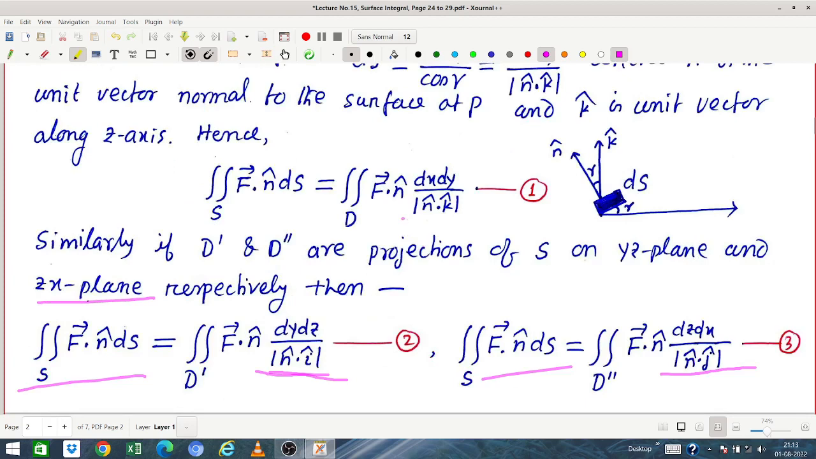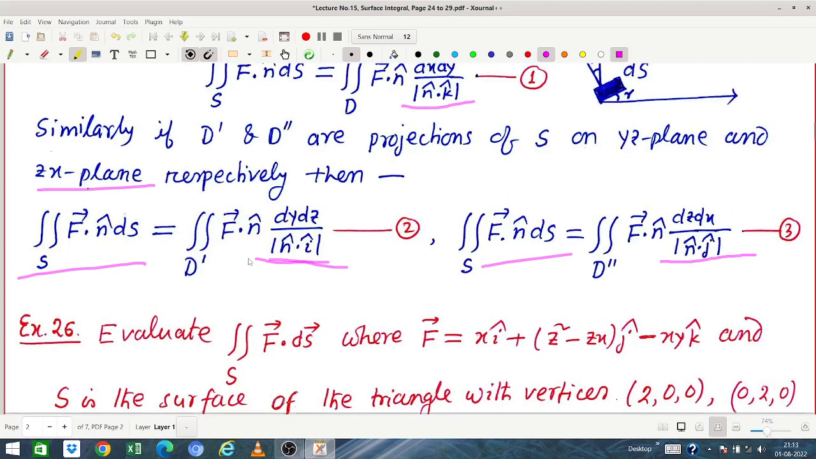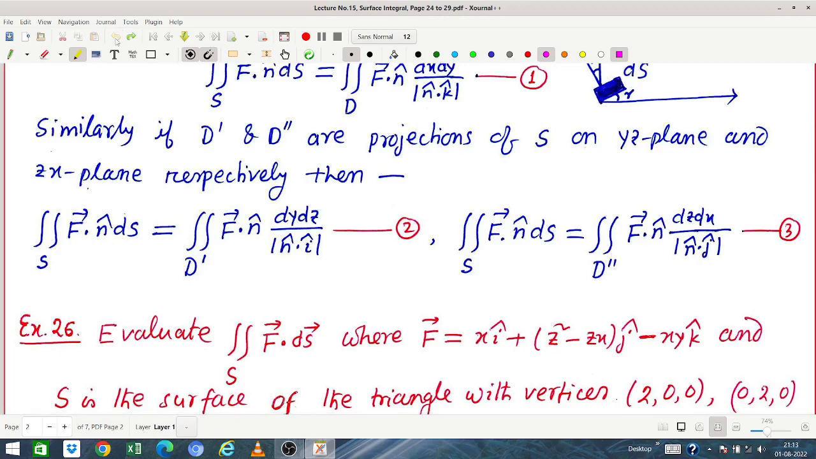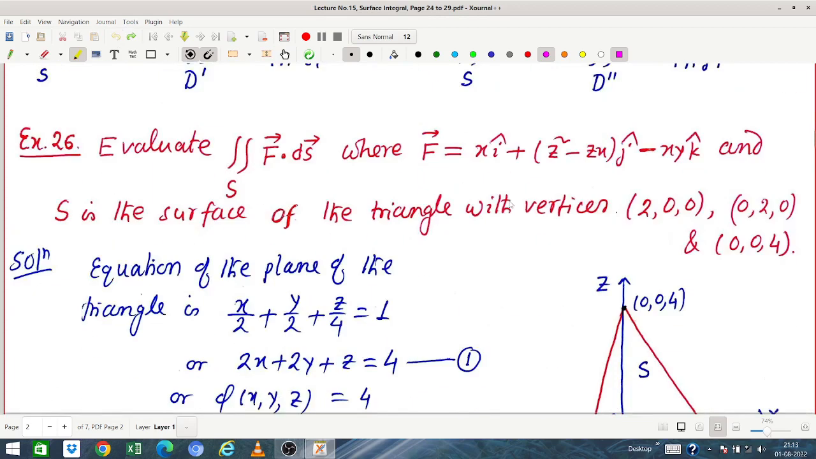For the xy plane, k cap is perpendicular to the xy plane. For the yz plane, i cap is perpendicular to the yz plane. For the zx plane, the y-axis is perpendicular to the zx plane, so here it is j cap. Like this we remember. So this is the calculation process of a surface integral.